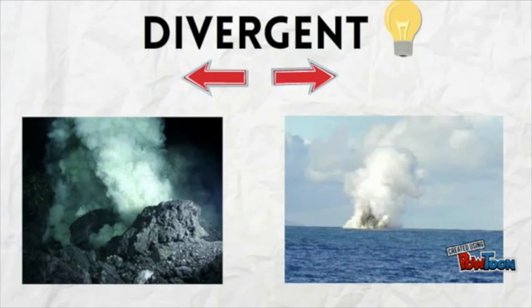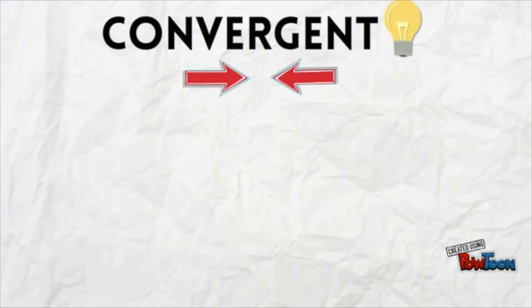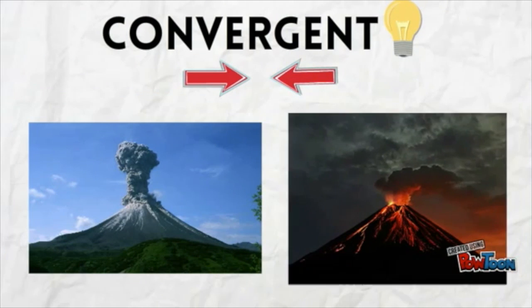Divergent plate tectonics are the ones who give us our underwater volcanoes. These underwater volcanoes are actually 75% of annual magma output. Convergent plate tectonics give us our terrestrial volcanoes, which are the ones above land. Here's a video further explaining plate tectonics.